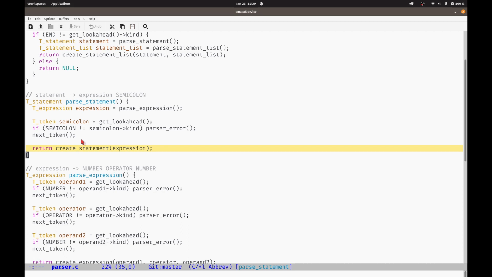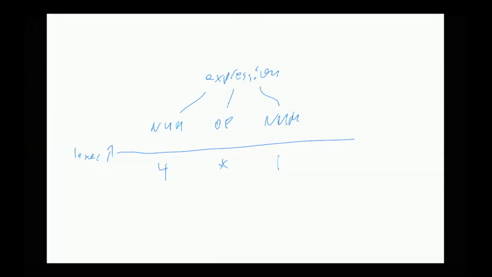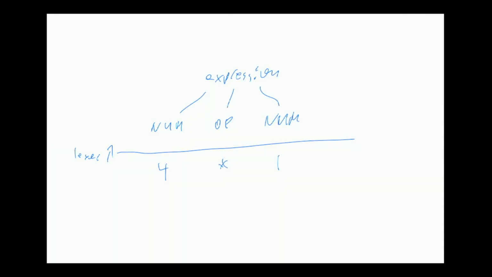So if we go back to our test input, once we see semicolon here, the Lexer turns that into a token, and the parse statement function will create a new statement node that has expression and semicolon, exactly matching the grammar specification of our toy compiler input. Start to kind of make sense a little bit?